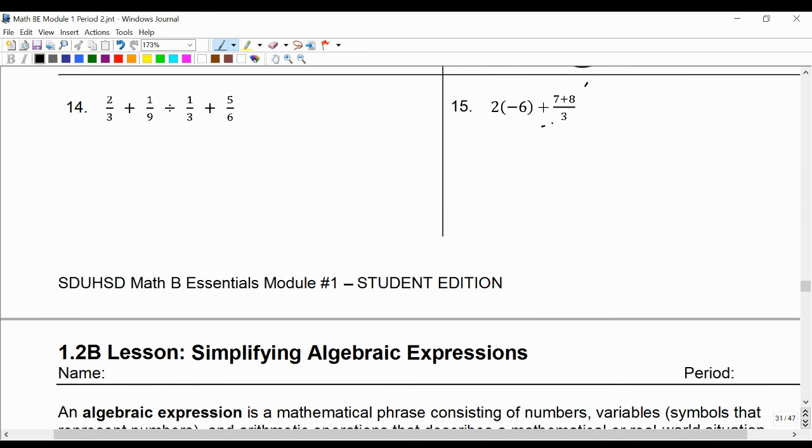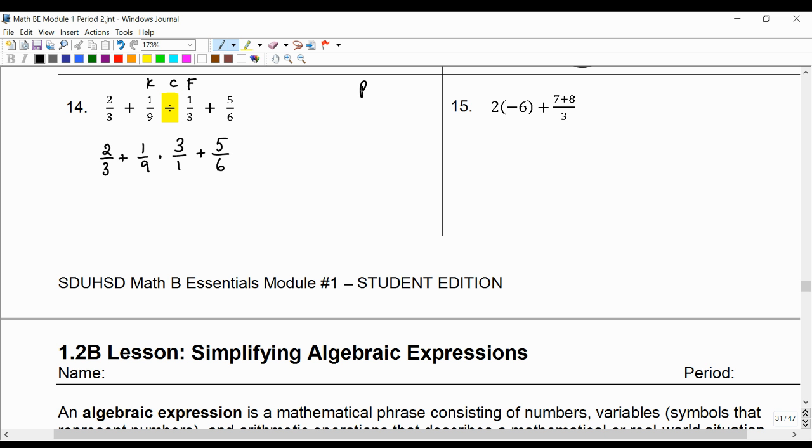Last two, 14 and 15. Let's just scan the problem. I don't see any sign changes. I don't see parentheses. I don't see exponents, but I do see multiply or divide. So I'm going to copy down 2/3 plus, and it was keep, change, flip. Keep the 1/9, change to multiplication, and flip it to be 3/1.